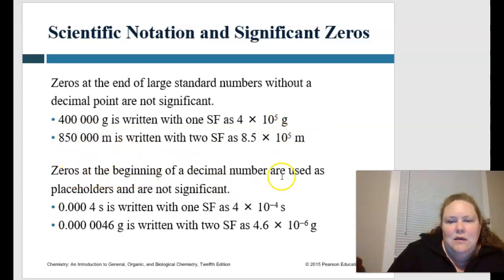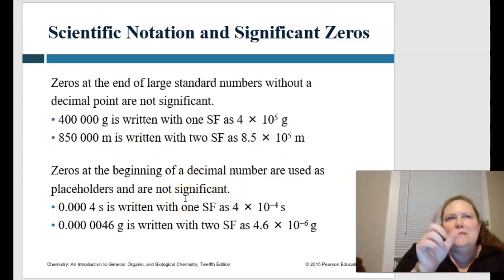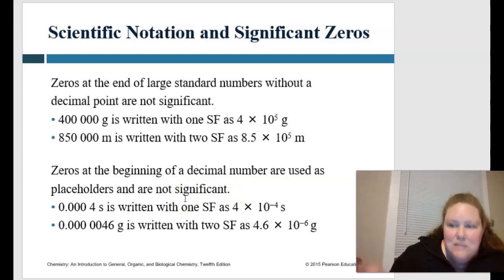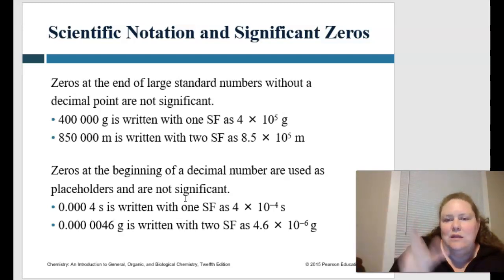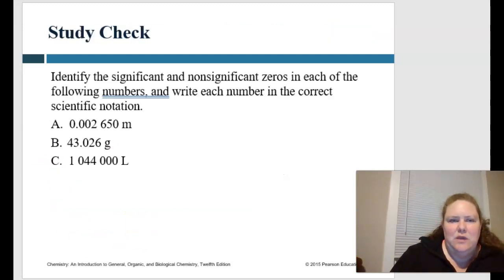Zeros at the beginning are used again as placeholders and they're not significant. Do you see how if it's not really needed, it's not going to be significant? But if it's telling you something like 4.067, then that zero would be significant. Other than that, if it's just telling you how many times to move your decimal point, then it's not really going to be significant.